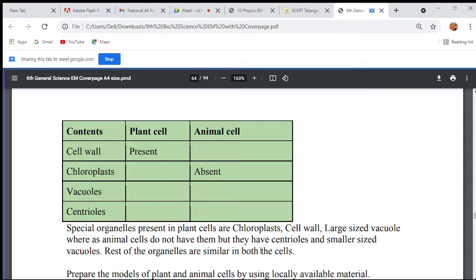Next, chloroplast. In plant cell chloroplasts are present because the plants are green in color. That's why the chloroplasts are present in plant cell. Next, in animal cell, the chloroplasts are absent. And then vacuoles you can see in plant cell, and in animal cell vacuoles are absent.